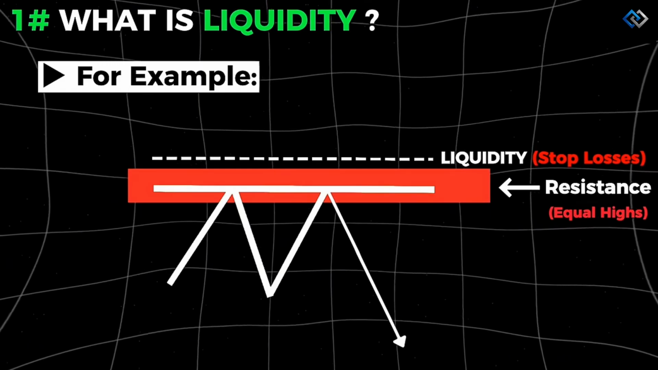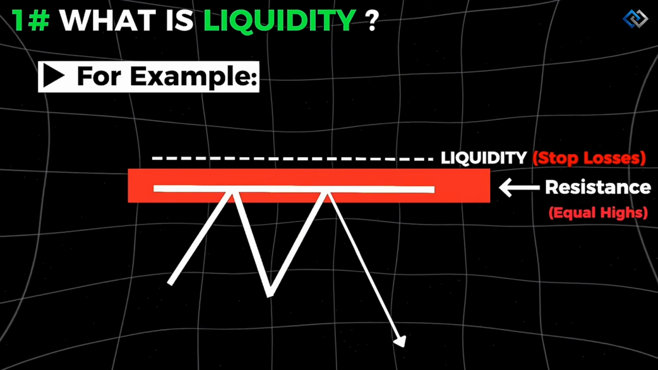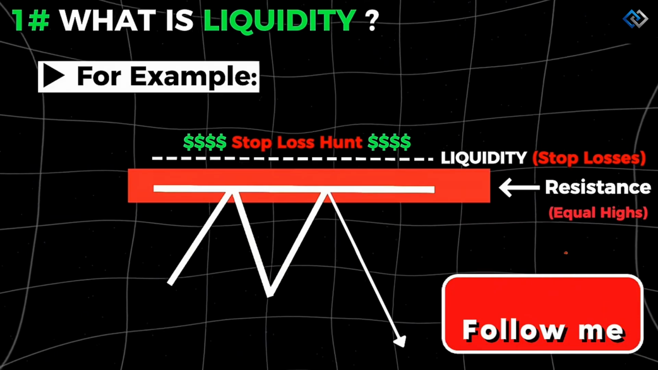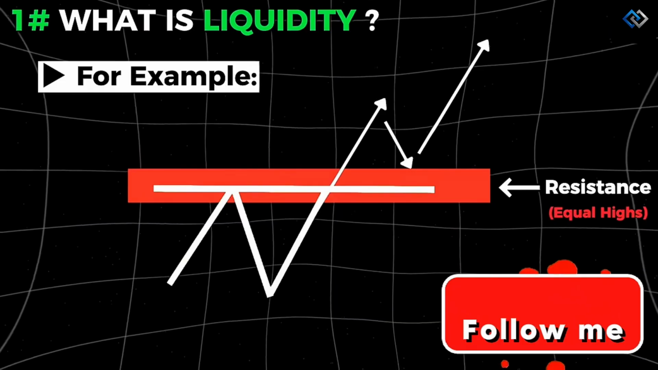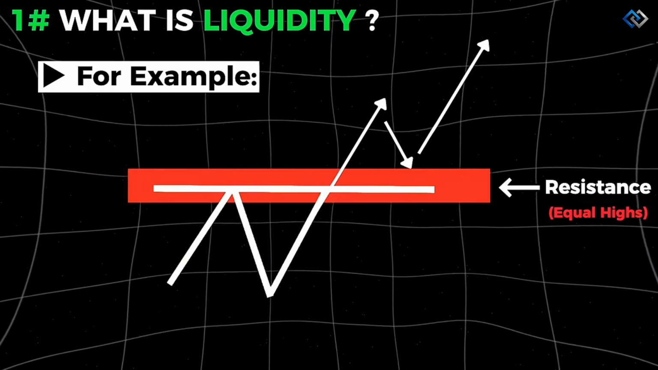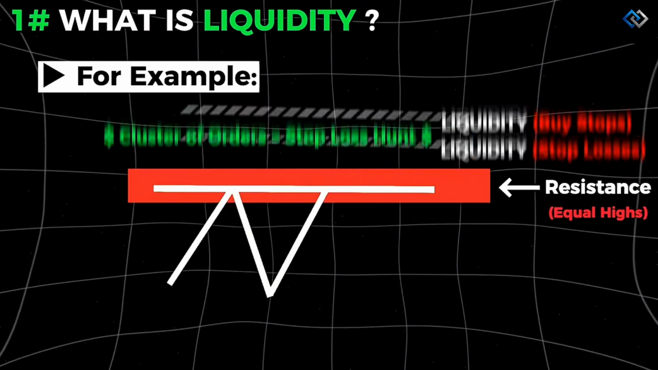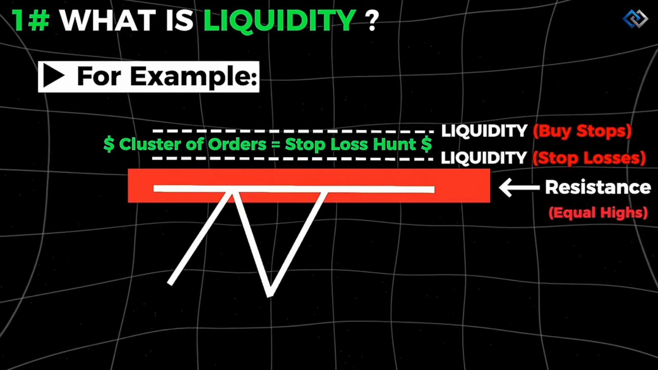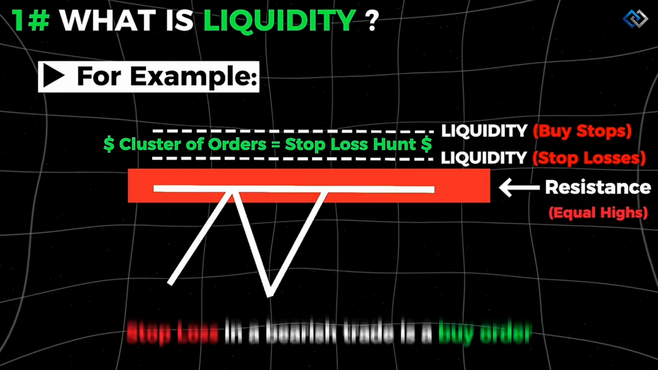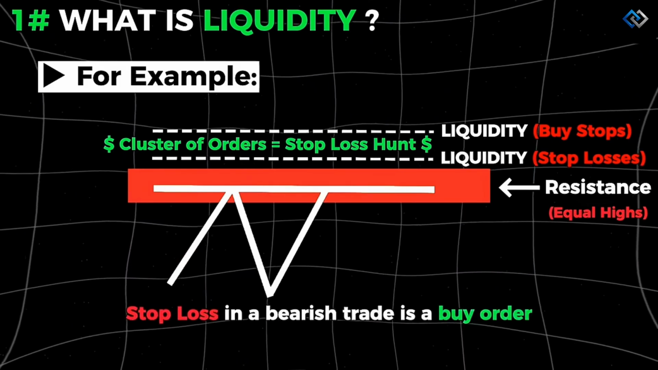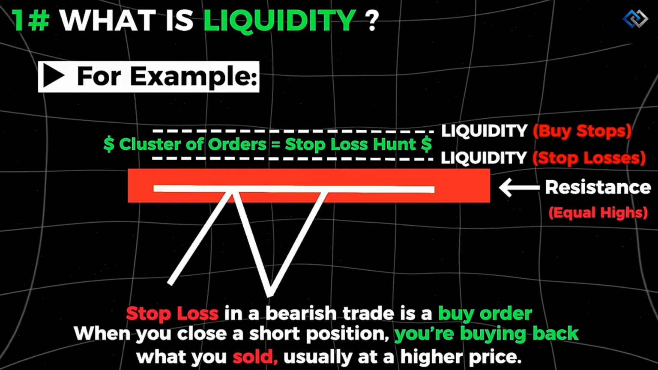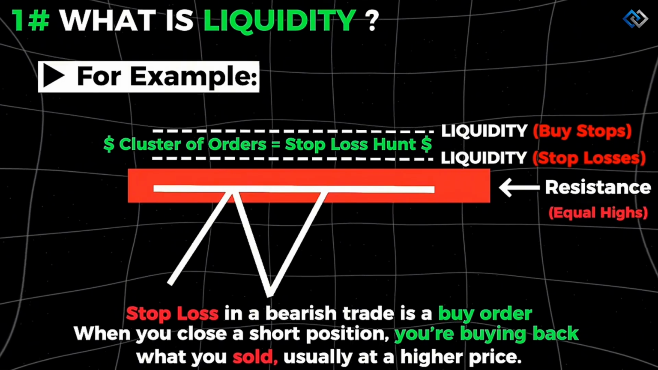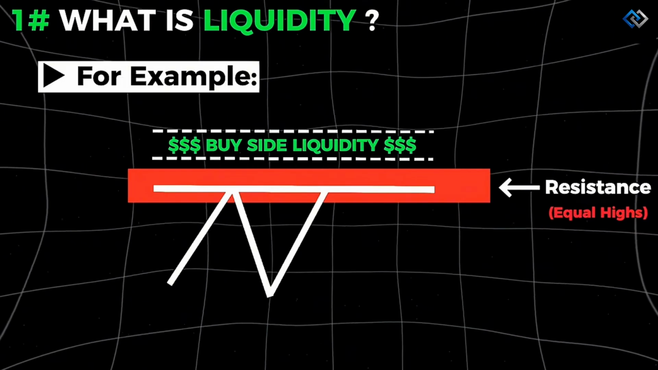If we know that many traders are selling at resistance, we can also assume that many stop-loss orders are sitting just above the equal highs. On top of that, we have breakout traders waiting to buy once the market breaks above that same resistance. They'll use the breakout as a retest level to buy from. So above that resistance level, we now have a cluster of buy orders, both from stop losses and from buy stops. And remember, a stop loss in a sell trade is technically a buy order, because when you close a short position, you're buying back what you sold, usually at a higher price. This means that above this resistance area, we have a large pool of buy-side liquidity.